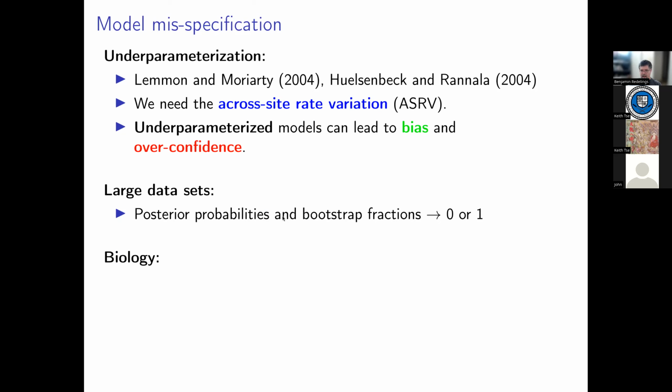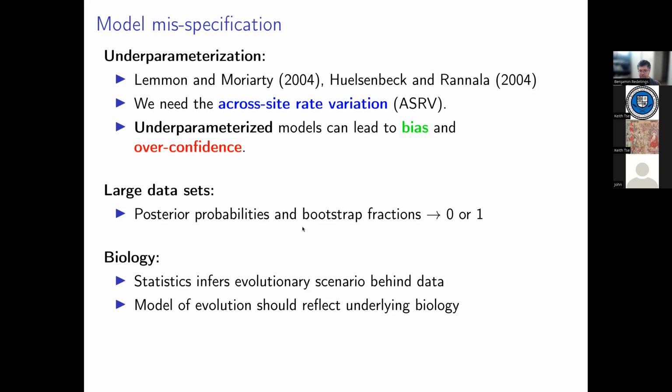And then lastly, we care about the biology. We don't just want to get the right answer, we want to get it for the right reason. And the way that we do that is to have a model, a statistical process that reflects the biological process going on behind the scenes. When we infer a tree or an alignment, we're inferring an evolutionary scenario that should be a plausible explanation for the data.